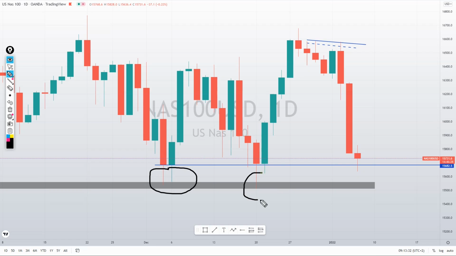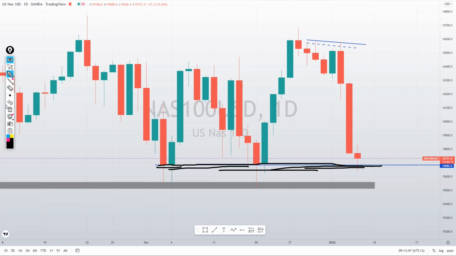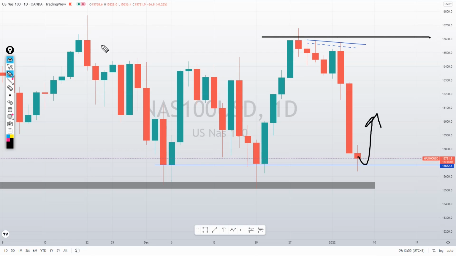These are the wicks, guys, so we don't really count them that much, but yes, we do count them. But we see that the bodies of these candlesticks were just respecting this area. They never went below that. So it means even here, maybe the market might try to push up from there. We're still far from this area, so if you are a seller, I don't think now is a good time to sell.